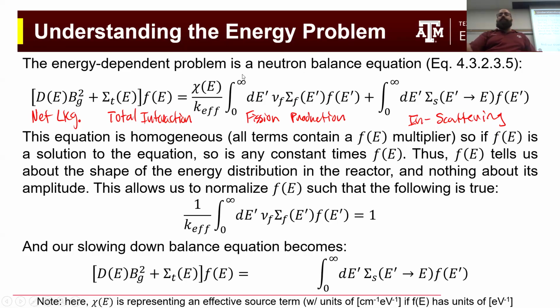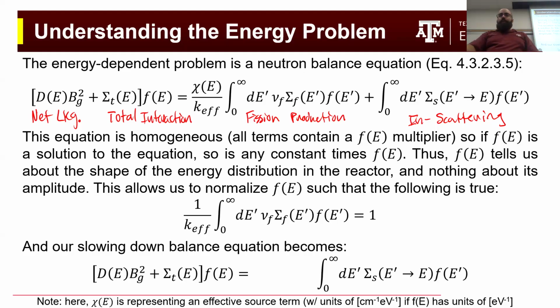And that energy distribution, this is a homogeneous equation because every single term contains some multiple of that energy distribution. And so that means if f of E is a solution, then any constant times f of E would also be a solution. Like if I said that the solution for f of E was pi times f of E, and I plug that in everywhere, then on every term I would have that factor of pi, and it would just cancel out. So technically what that means is that the solution to this is only going to tell us information about the shape of the distribution. It's not going to tell us about the amplitude of the distribution.